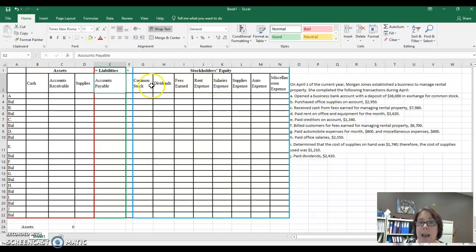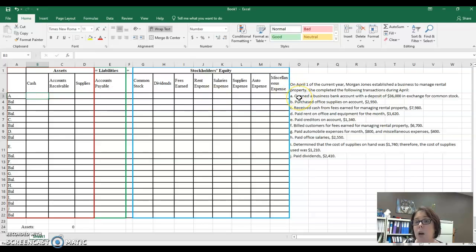Your stockholders' equity is affected by common stock, dividends, fees earned, rents, salary, supplies, auto, and miscellaneous expense. So we're going to go through these transactions just so you can have an idea of how they work and how the actual worksheet does.